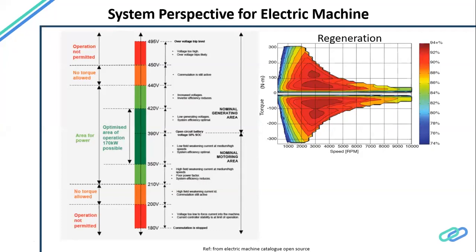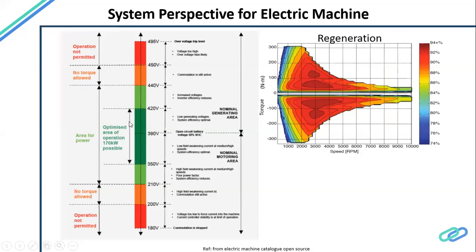You can see here the regeneration starts in this area, motoring is in this area. So these voltages we have to lay down for our requirement, and we also have to say at what voltage level we should stop the whole system or give protection to the system.